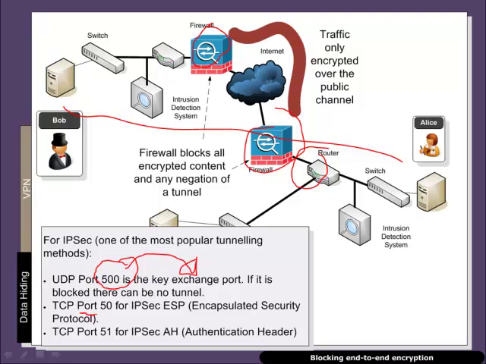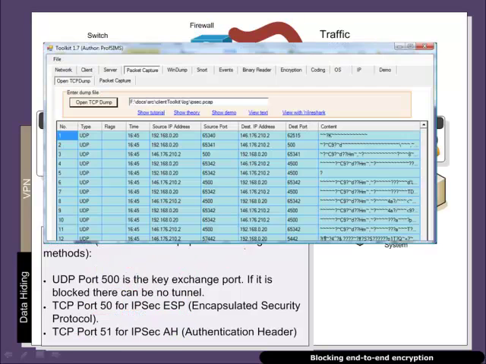We can also detect TCP protocol 50 for the actual transmission of the encrypted data packets, and protocol 51 for the authentication header within IPsec. So this shows an example conversation, and we can see here port 500 UDP is used. So this is the client communicating with the VPN server replying back, and so on. So there is a negotiation of the keys here.